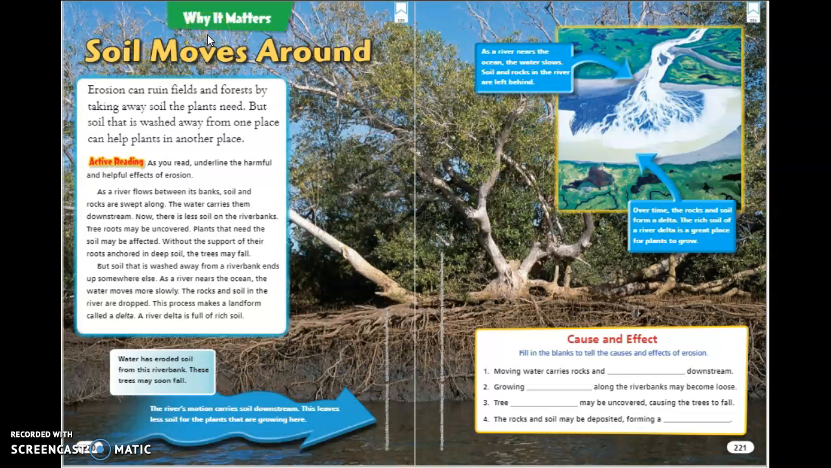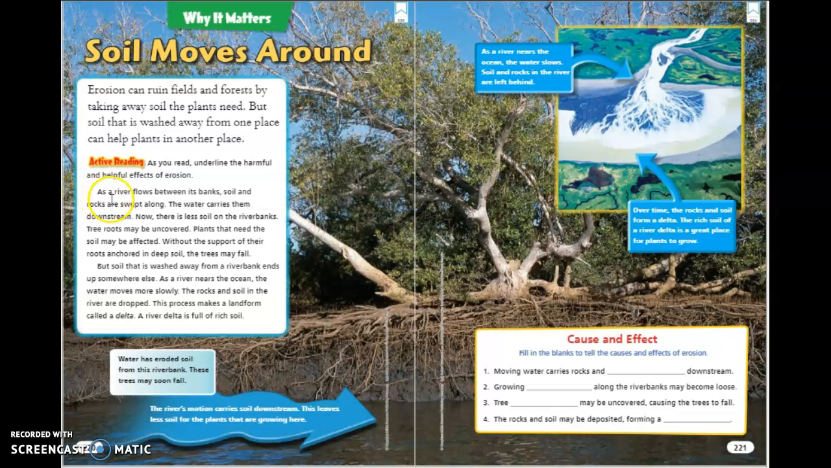Page 220. Soil moves around. Erosion can ruin fields and forests by taking away soil the plants need. But soil that is washed away from one place can help plants in another place. Active reading. As you read, underline the harmful and helpful effects of erosion. So you're finding the effects of erosion.